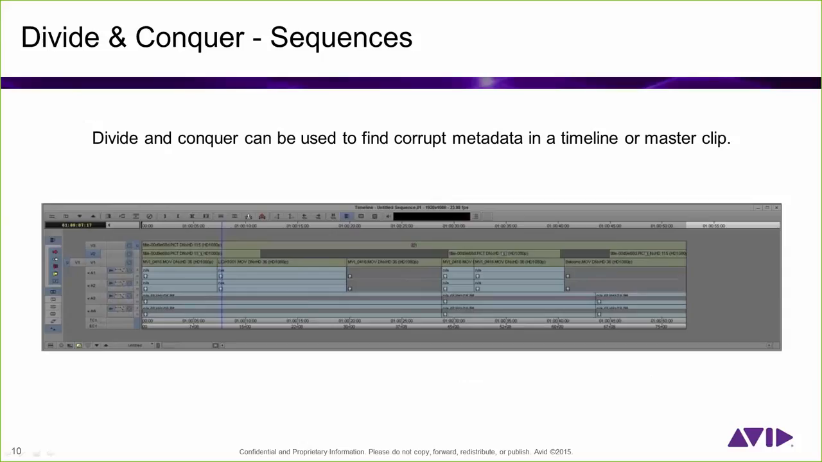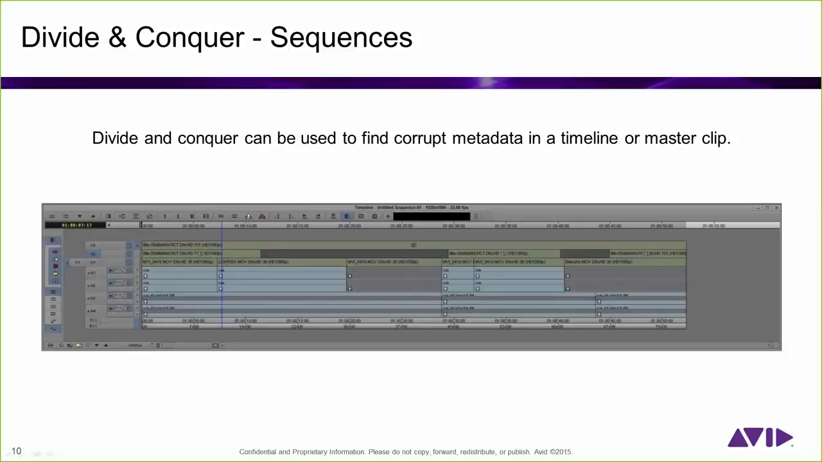So moving on, we have divide and conquer that we've been talking about here, and let's focus now on divide and conquer in a sequence. I have a visual display of a sequence up here. It's not a very long one, but it gives you a good representation. If I had to find an issue within this sequence, the first thing I could do is start dividing it up. I could make sub clips. I could just use in and outs and use the play in to out option.